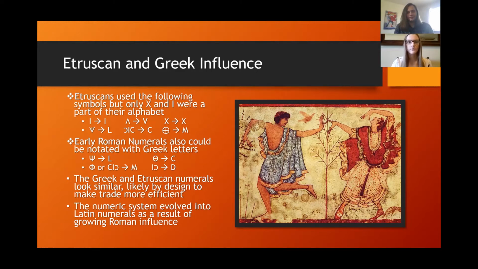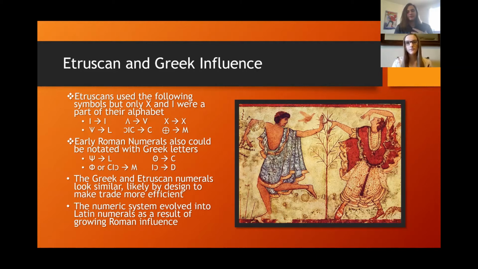And these Greek and Etruscan numerals look slightly similar, particularly with their L values. That's probably by design so that trading within Italy was easy because they would have recognized Etruscan symbols, and then trading with cultures that knew Greek would also be easy because they had a Greek numeral system.